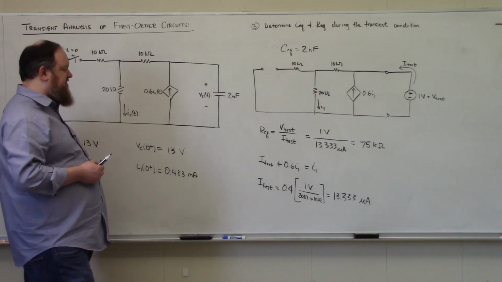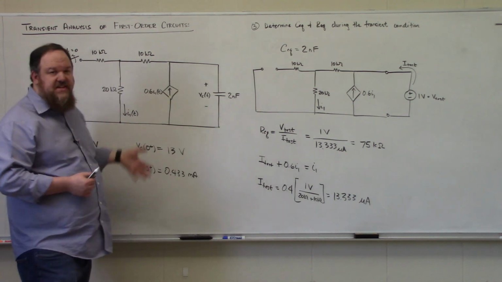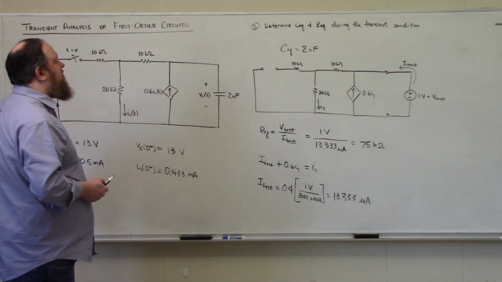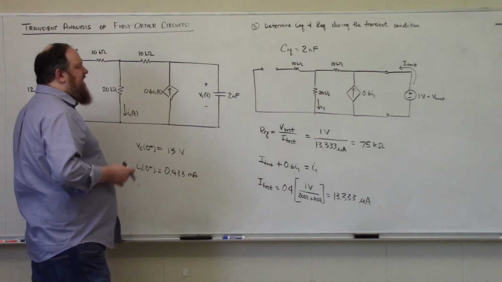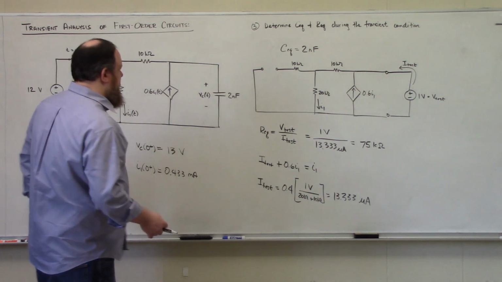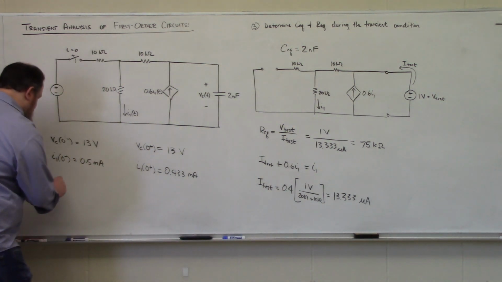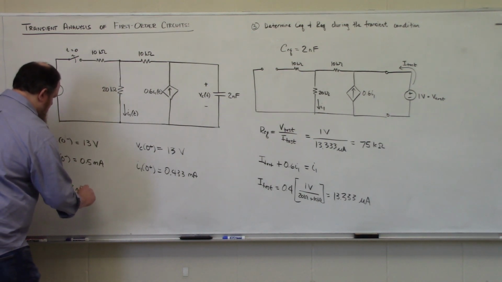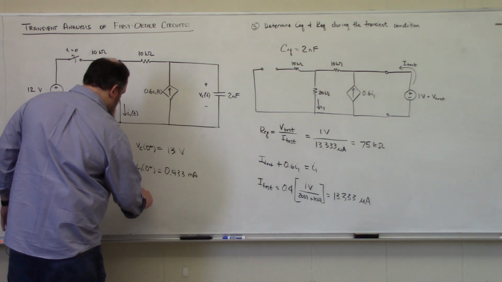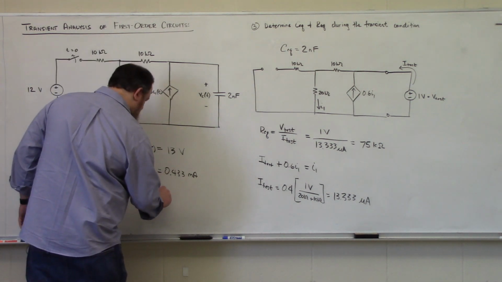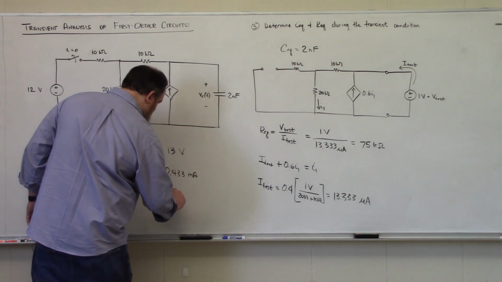and this 20 kilo ohm resistor. So the test source method is the way to find the equivalent resistance of a circuit that does not contain any independent sources but does contain dependent sources. So CEQ is 2 nanofarads, REQ is 75 kiloohms.